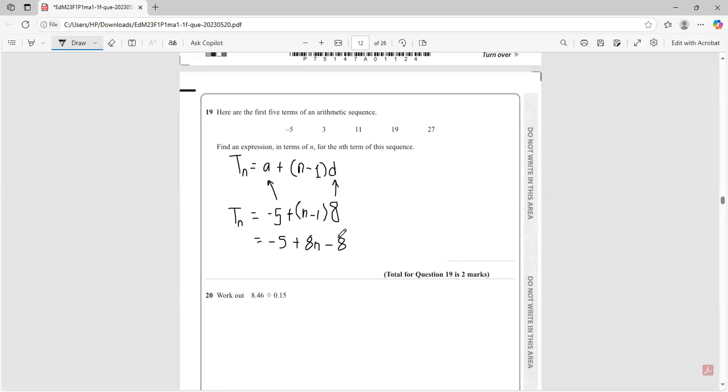All right. So, of course, I'm sure you can see what's happening here, right? The next thing that will happen is minus 5 and minus 8 are like terms, right? Because they don't have the n's. So what I'll be left with is 8n, right? Minus 5 minus 8. We're just collecting them straight away.